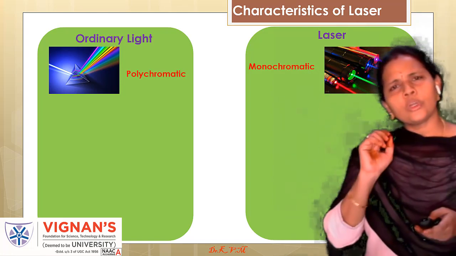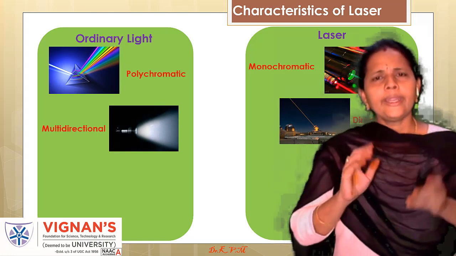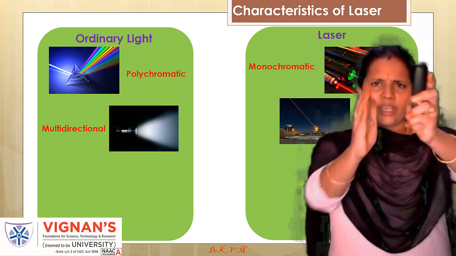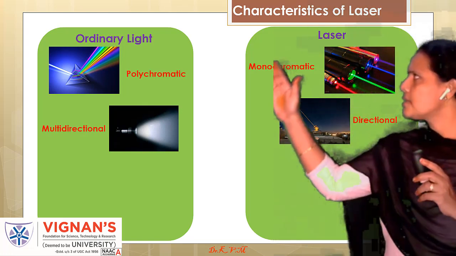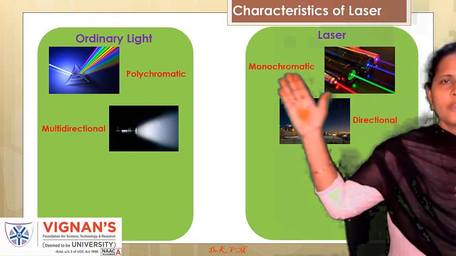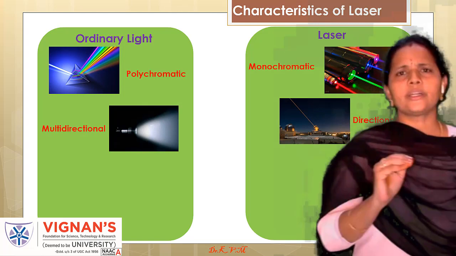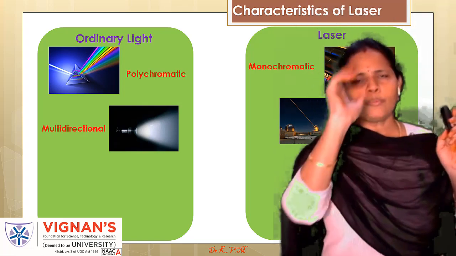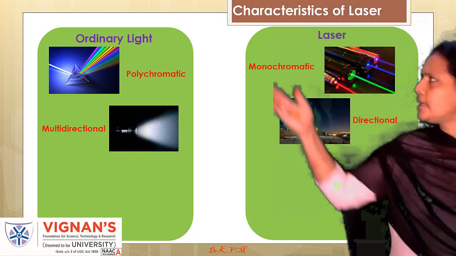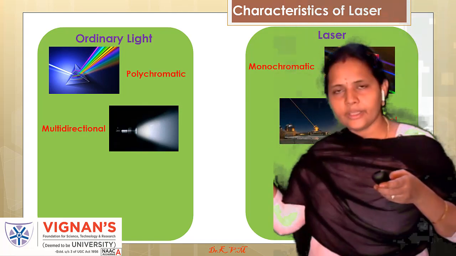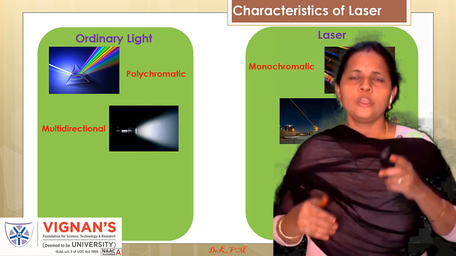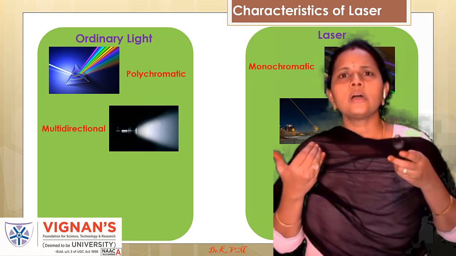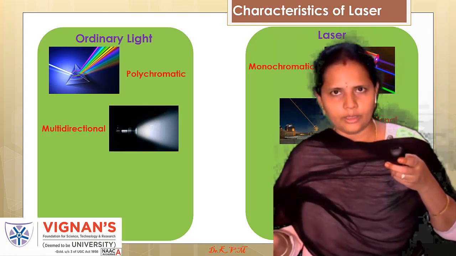When it has only one color, it is traveling in the same direction. So, you can say that it has high directionality. When it has high directionality and it is concentrating at one point, you can say that it is highly intensified light. When it has high intensity, you can say that it has high energy.